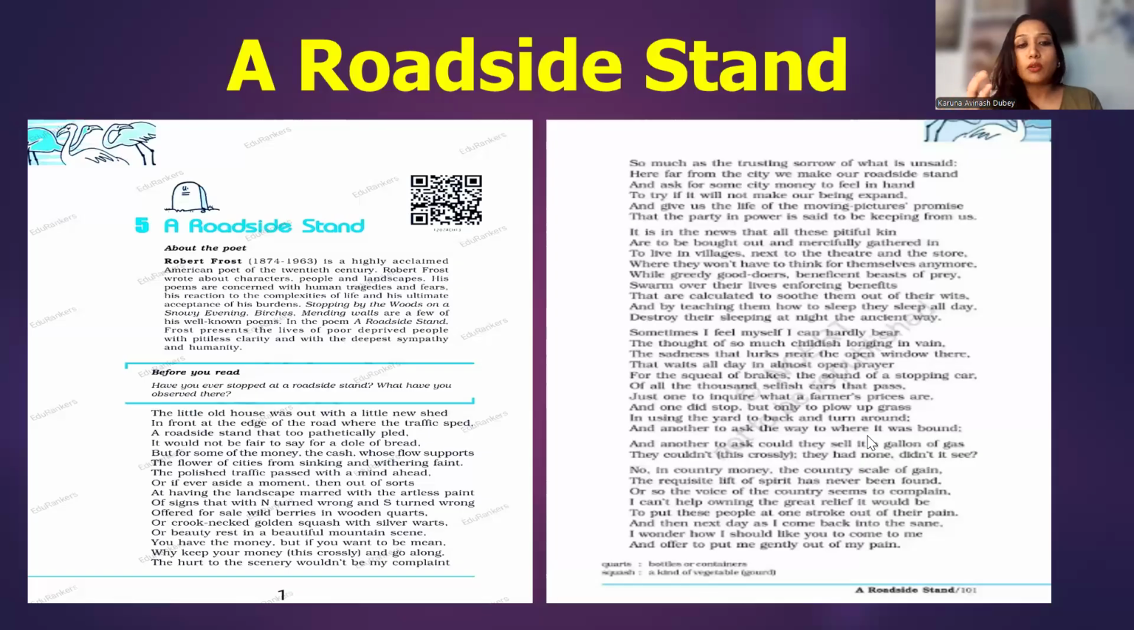Meaning what? They are annoyed. What are they annoyed at? At having the landscape marred with the artless paint. They are annoyed at the people who have set up their roadside stand and artistically painted things. They are annoyed that these people have destroyed the beauty of the landscape by their artless paint, with their sad paintings and signs with the N turned wrong and the S turned wrong.